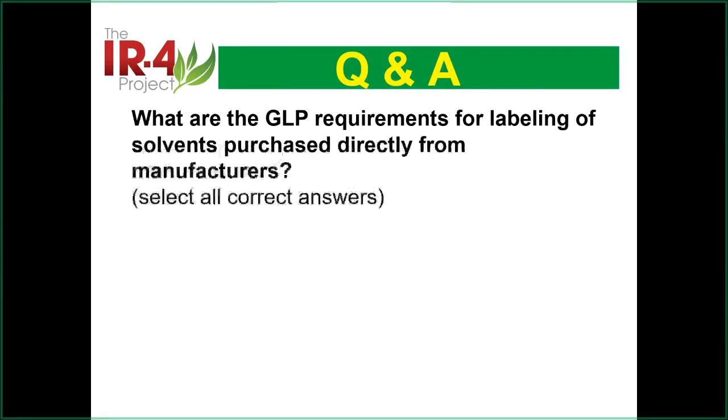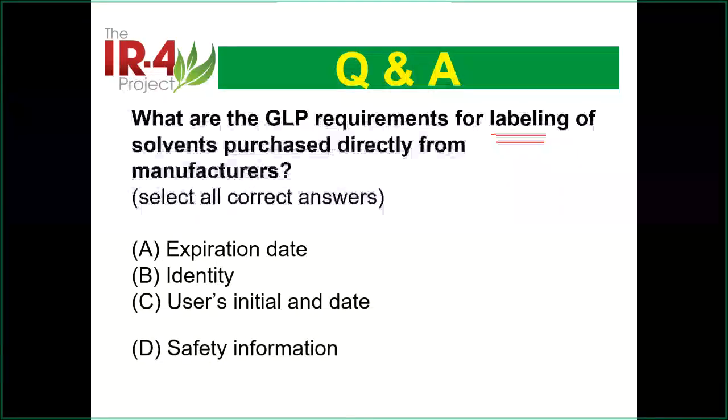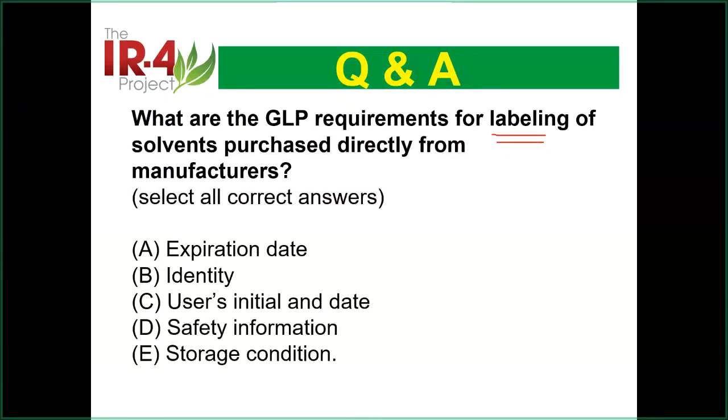Okay. And the GLP requirement, for example, we have a lot in there. We learned about labeling yesterday. We spent probably three or four times talking about the contents. So are all of these necessary, or which one is correct? Because this one could be multiple choice with multiple correct answers. Expiration date, identity, it must be signed, and safety and storage conditions.